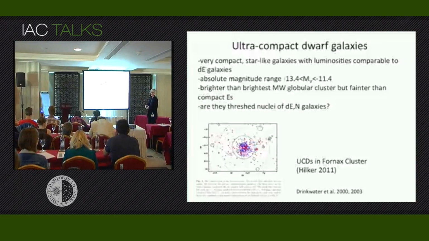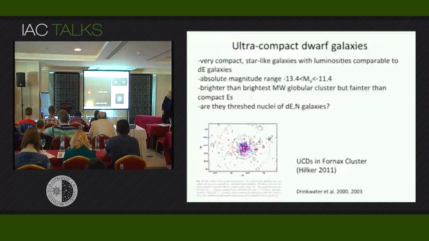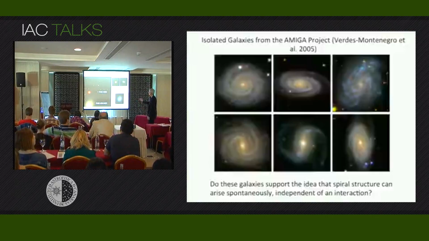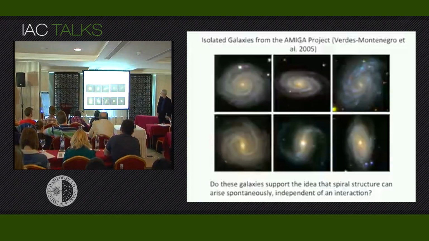Brighter than the Milky Way globular cluster, fainter than the compact ellipticals. At least one interpretation of them is that they're the threshed nuclei of dwarf elliptical galaxies that have been stripped of their outer parts, and all that's left is just the nucleus. In that diagram, the red spots show the distribution of these UCDs, ultra compact dwarfs, in the Fornax cluster. So they're of considerable interest in recent studies.